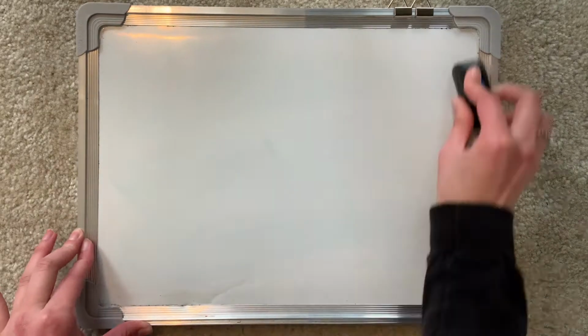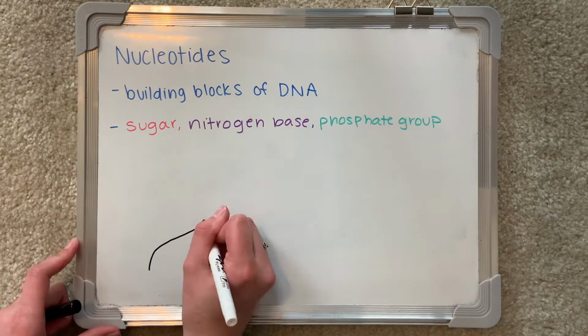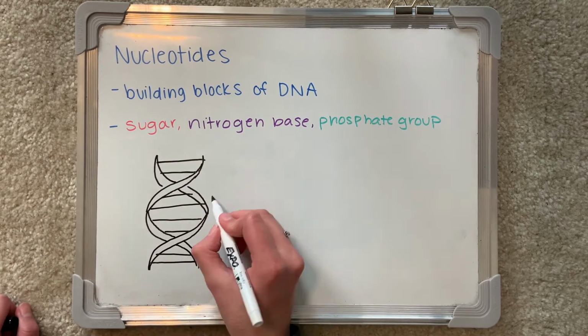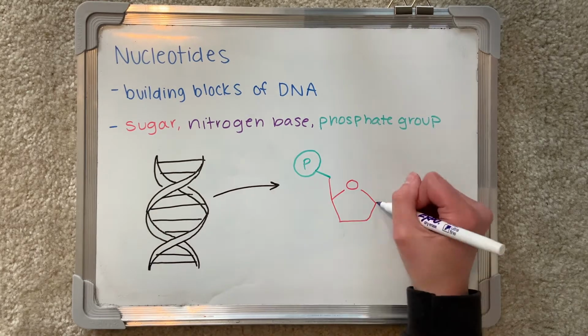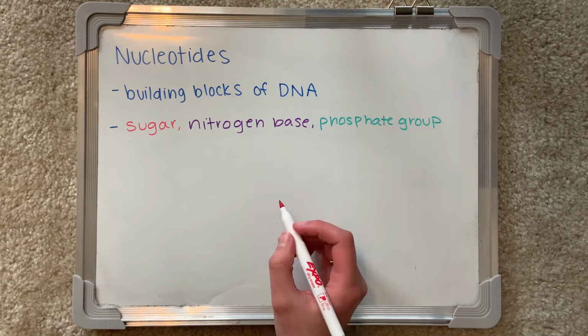Today we're going to be going through the features of Watson and Crick's DNA structure. DNA molecules are made up of subunits called nucleotides, and these nucleotides are arranged in a double helix structure. Nucleotides are the building blocks of DNA, and they are composed of three parts: a sugar, a nitrogenous base, and a phosphate group.